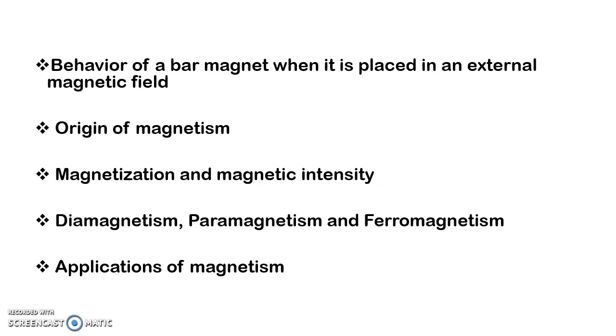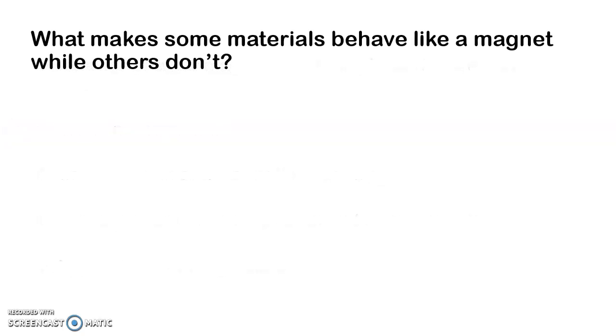Hello students. In the last session, we studied the behavior of a bar magnet when it is placed in an external magnetic field. In this session, we will be studying the origin of magnetism. Now when we look around, we see that only a few materials can be magnetized. What makes some materials behave like a magnet while others don't?